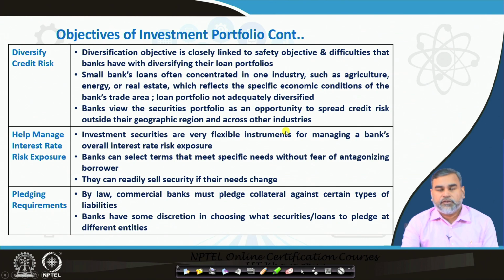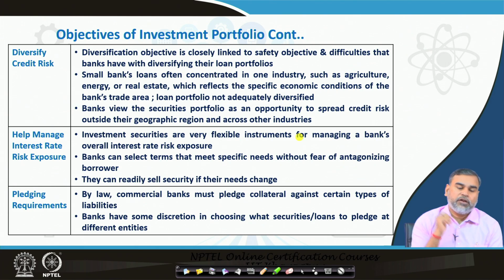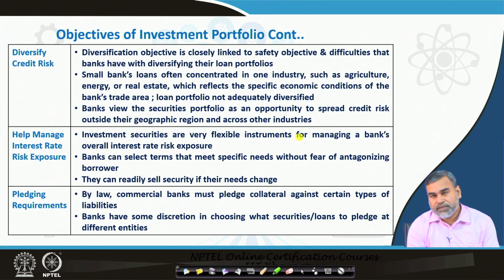Then we have the diversification of credit risk. It is closely linked to the safety objective and the difficulties banks have with diversifying their loan portfolio. Smaller banks' loans are often concentrated on one industry, such as agriculture, energy or real estate, which reflects the specific economic conditions of the bank's trade area. In that case the loan portfolio is not diversified and is at risk. If anything goes wrong with that industry, there is a problem in loan repayment, and commercial banks will be exposed to more risk.